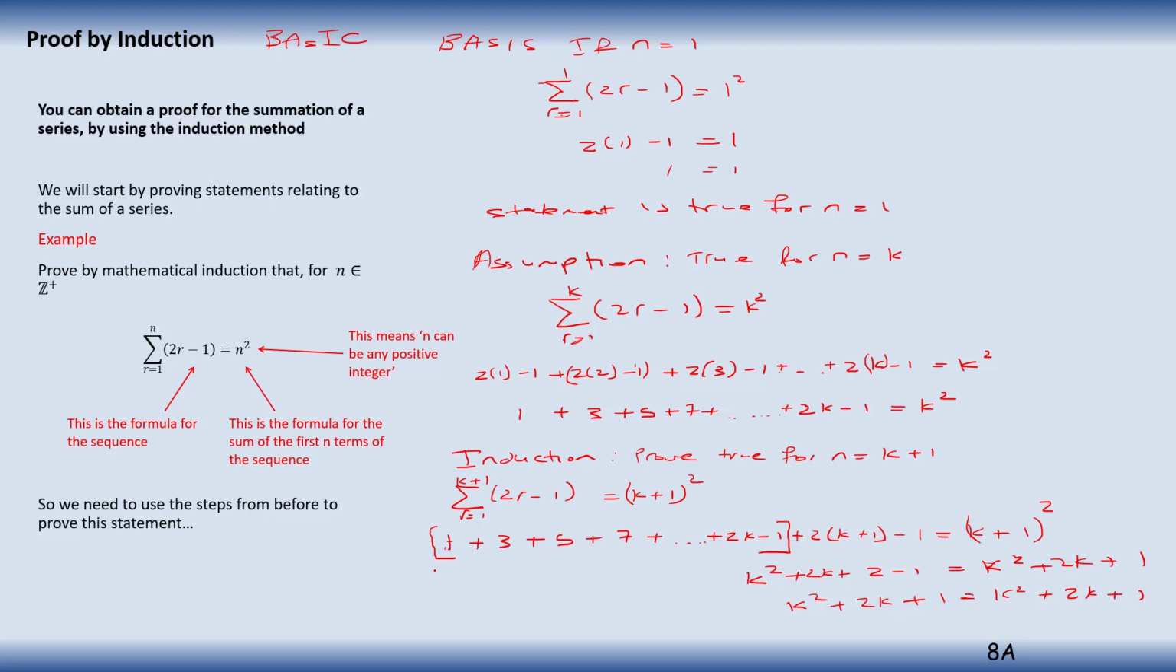So I can now say, I'm going to have to write this over here. I've done my basis, which I had to prove, made my assumption, then I've proved the induction phase. So I've proved the basis and the induction, so I can conclude then that the statement is true for n equals 1. That's our original statement.